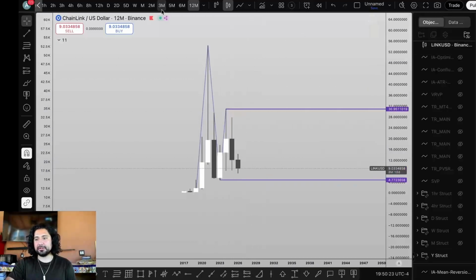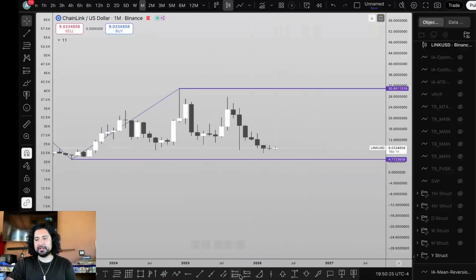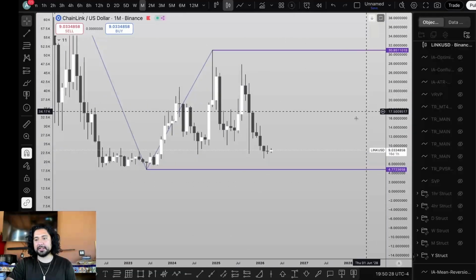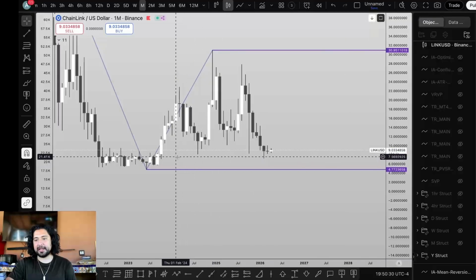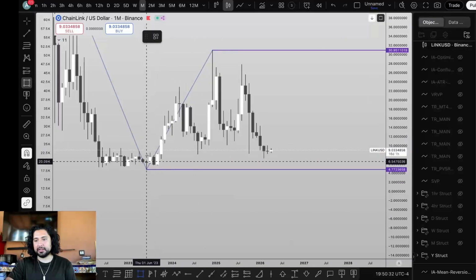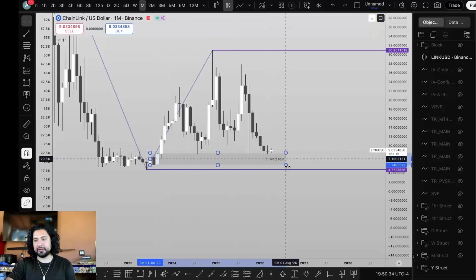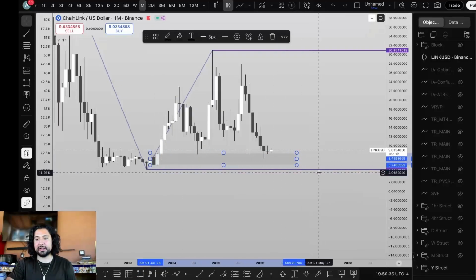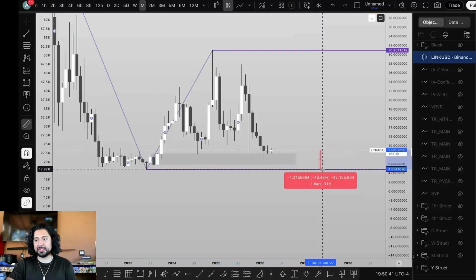This is the yearly structure. Let's zoom in on the monthly. So pretty much we're not that far off from this low, right? We've been tapping into this order block already. So there's a possibility that we could fill it fully down here, but overall the year low is pretty nearby. So a good little building position here.